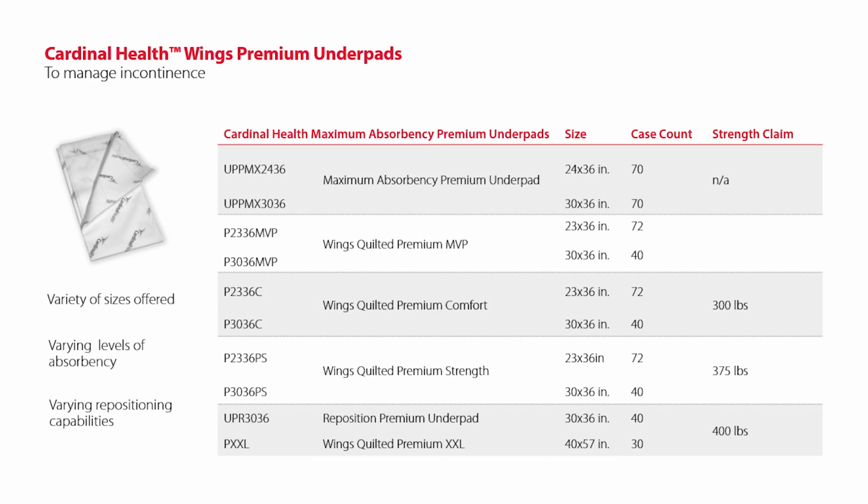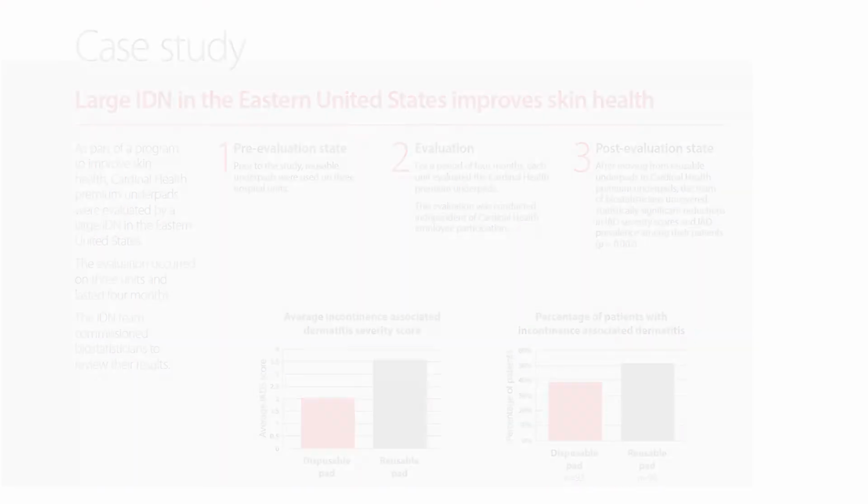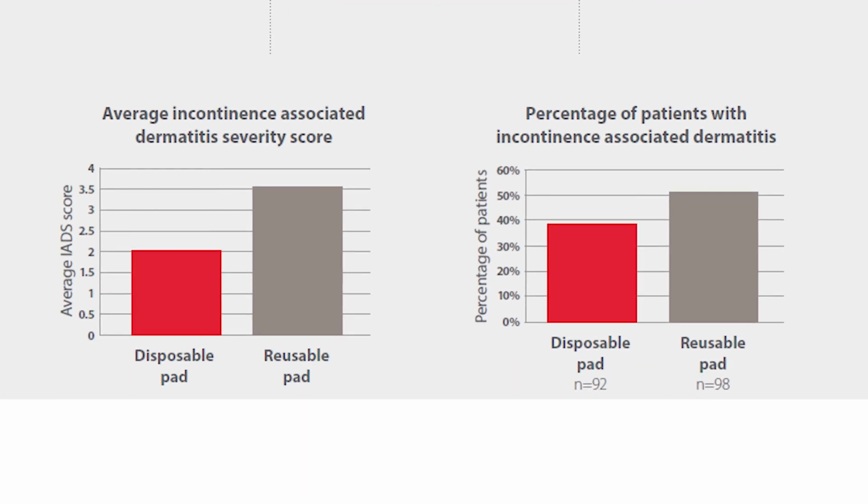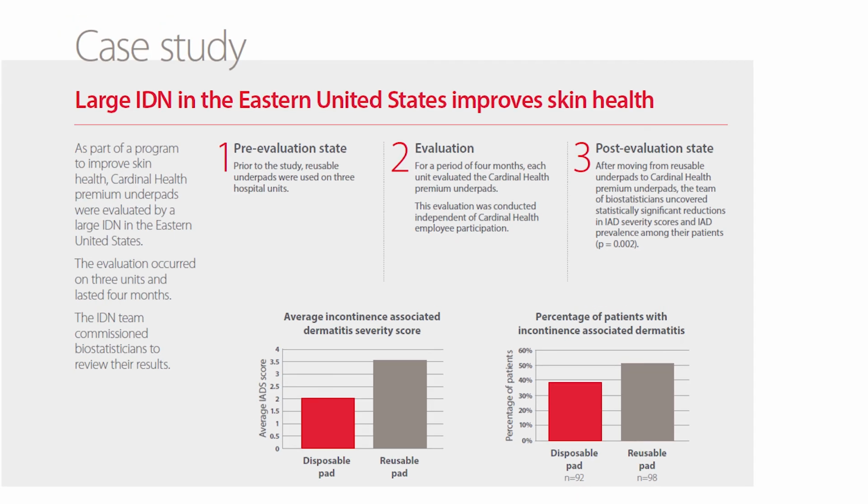As you can see, premium underpads are available in a wide variety of absorbency levels and repositioning capabilities, allowing for the appropriate pad for each resident. There are solutions to fit your needs and your resident population. The review of a case study comparing the use of reusable underpads to premium underpads provides results showing a reduction in incontinence-associated dermatitis severity scores and a lower percentage of patients with IAD when they were placed on disposable versus reusable underpads. Facilities have seen great improvement in resident skin health through the implementation of premium underpads in everyday incontinence care.